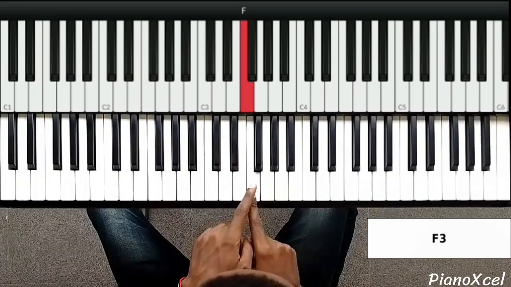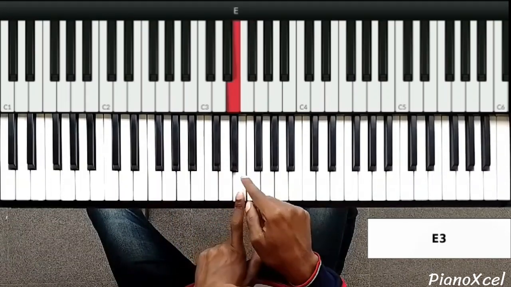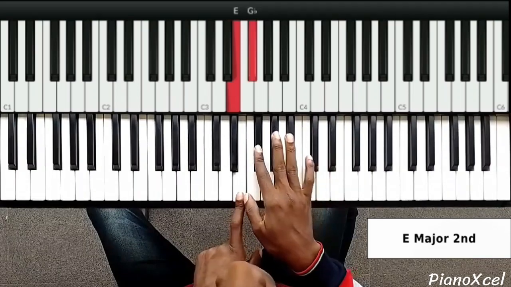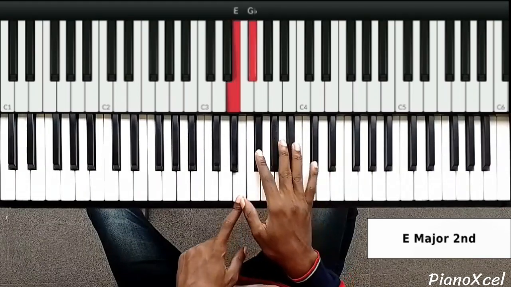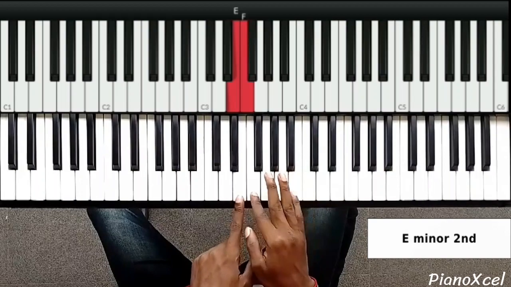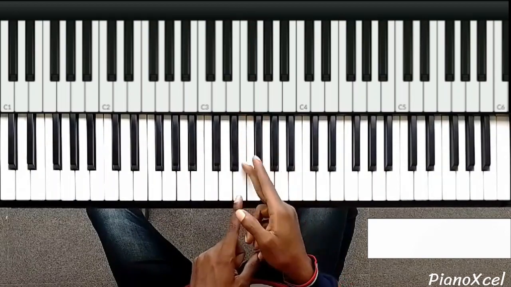Right? Now from this key to here is a whole step. But this is a half step. There is no black key in between. Alright? So it is that easy, it is that simple.